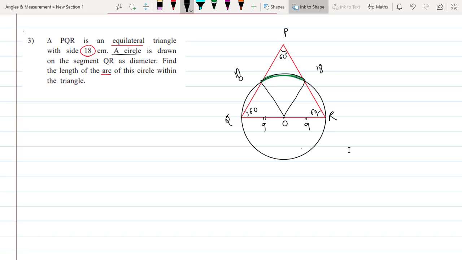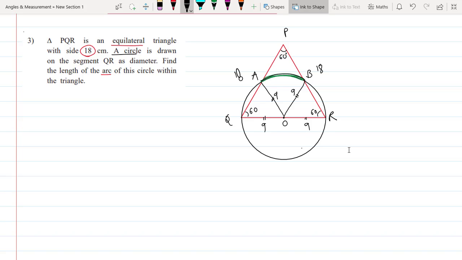Okay, let's name these points A and B. Now, can you tell me what will be the length of this segment OA? Yes, it's 9, because see here, OQ, OA, OB and OR are the radii of the same circle. So if it is 9, this will also become 9, and this will also become 9.